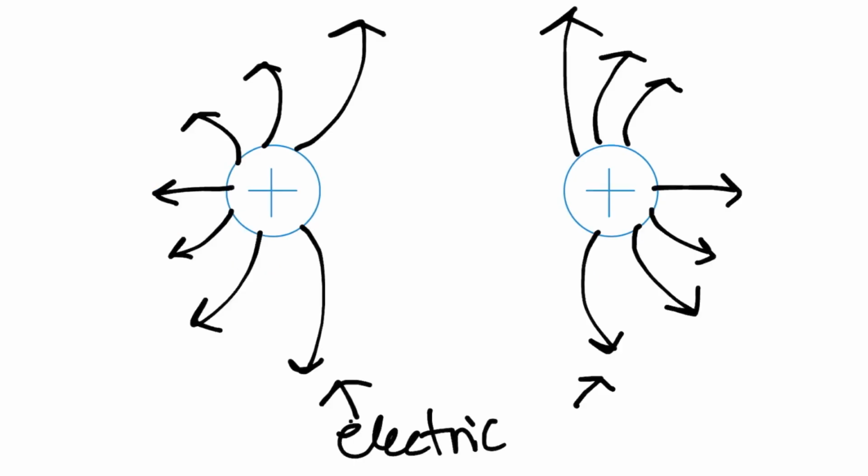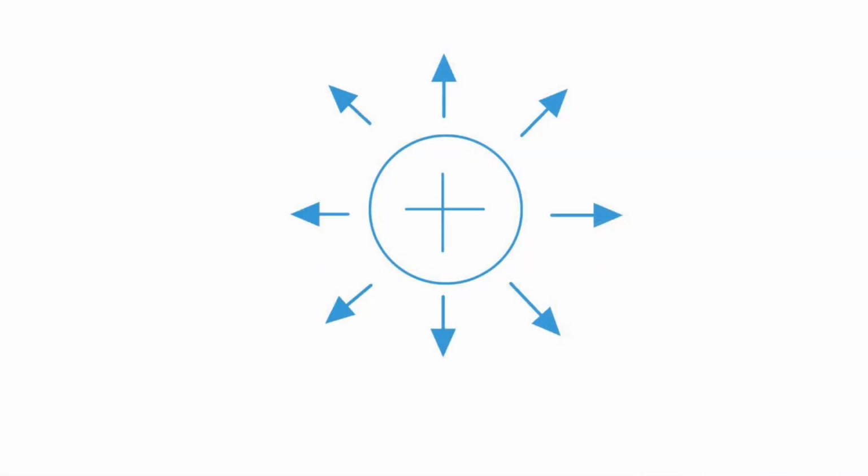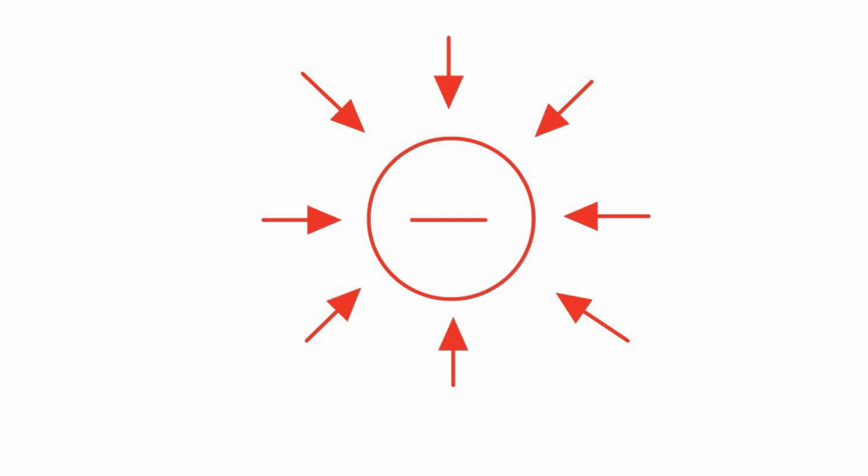We can visualize this invisible force as lines of force called electric field lines. Each charged particle produces its own electric field. A positively charged particle's electric field points outward, whereas a negatively charged particle's electric field points towards the particle.